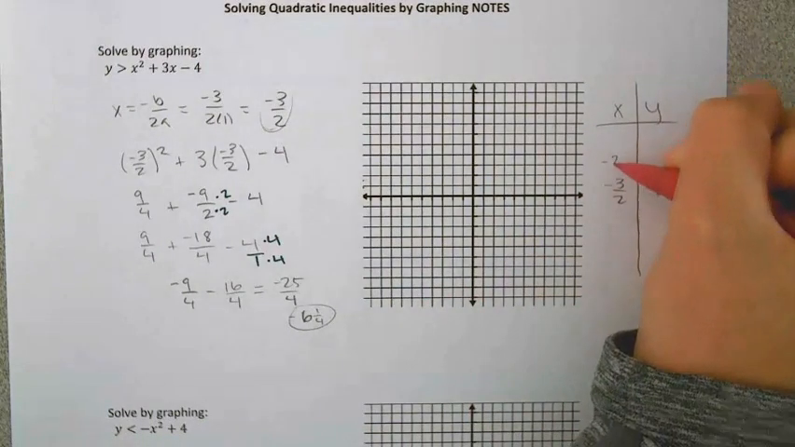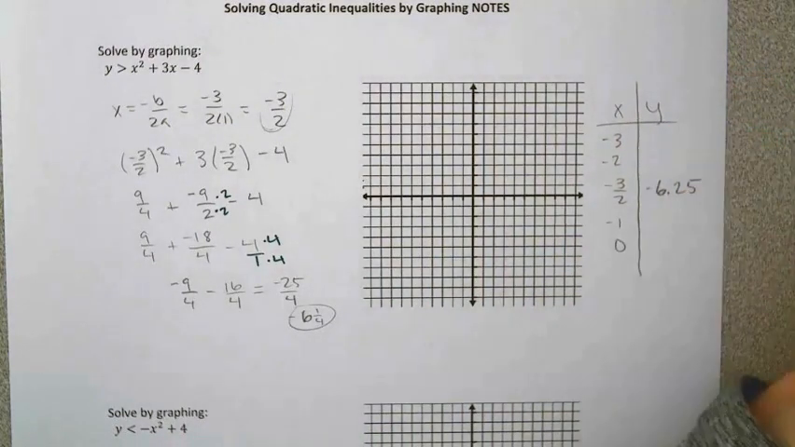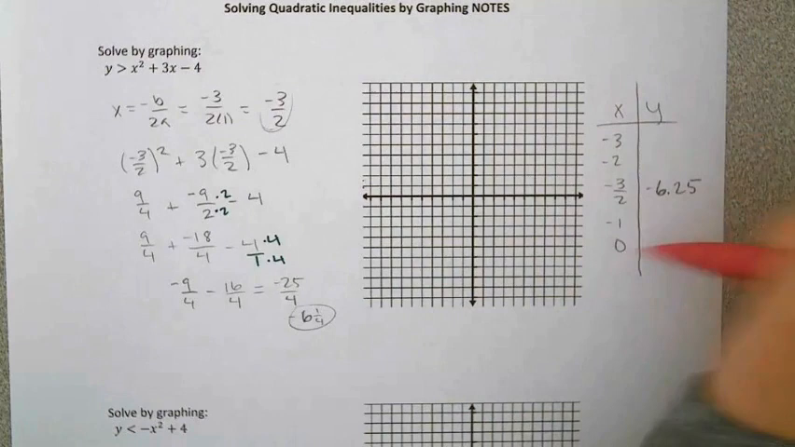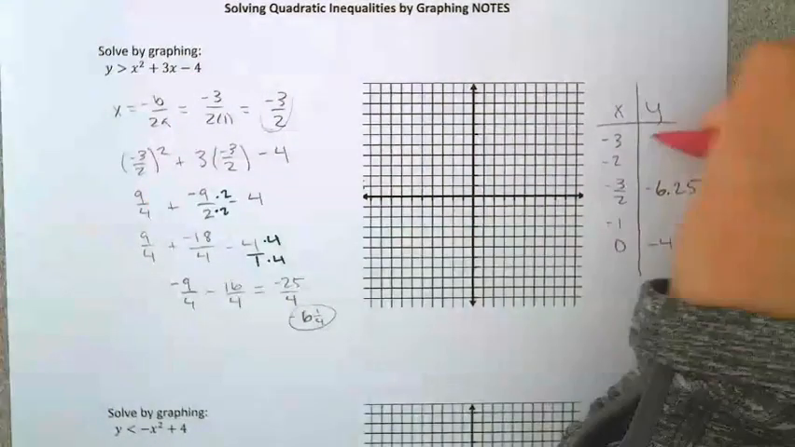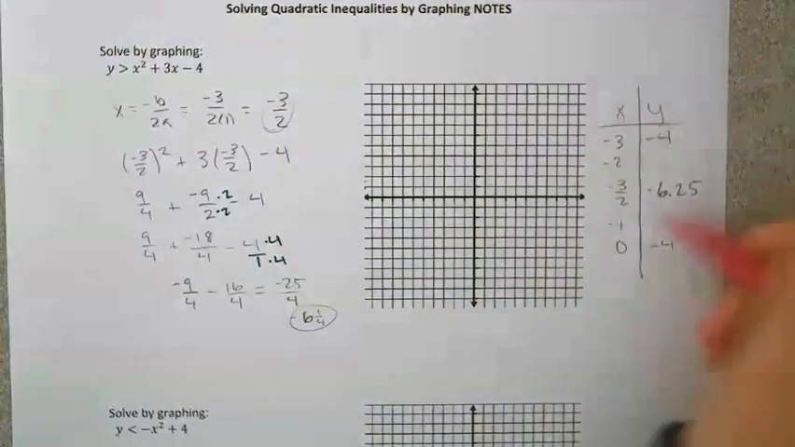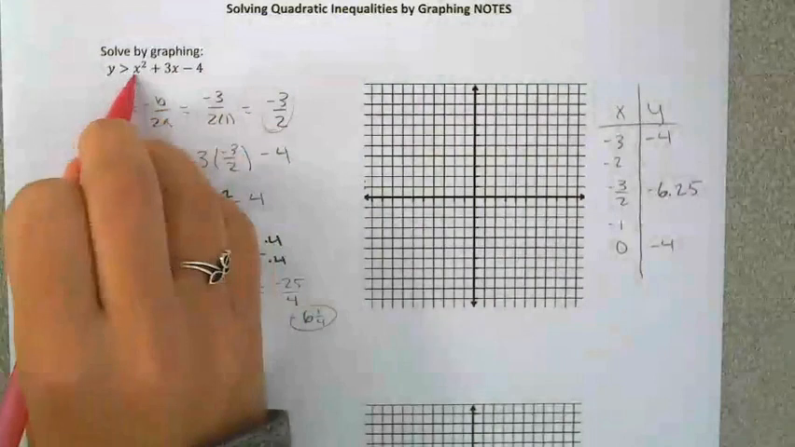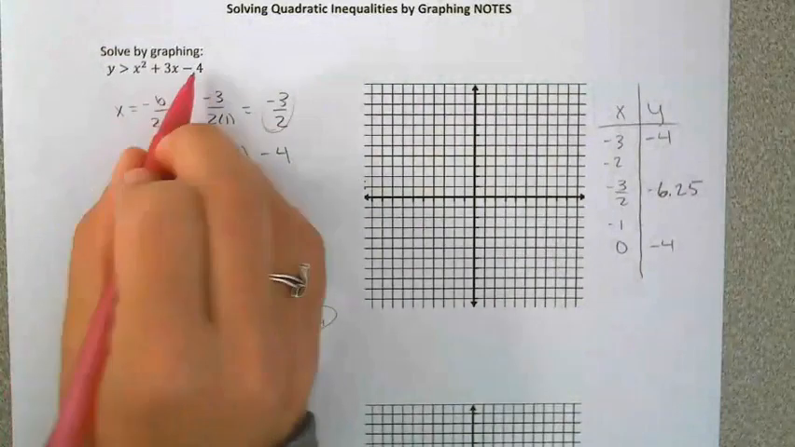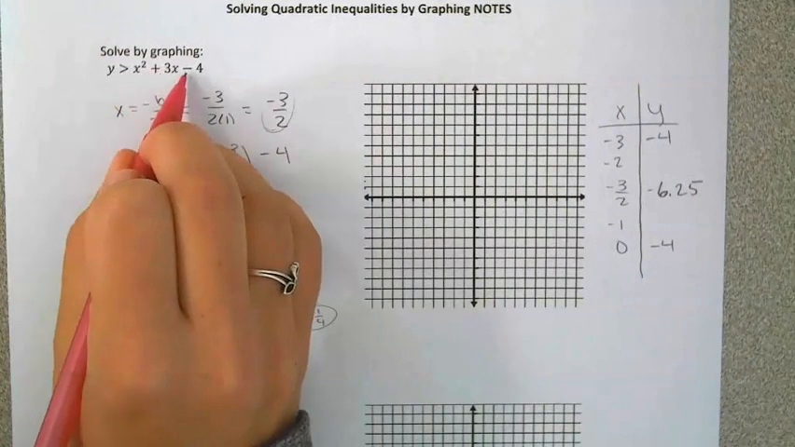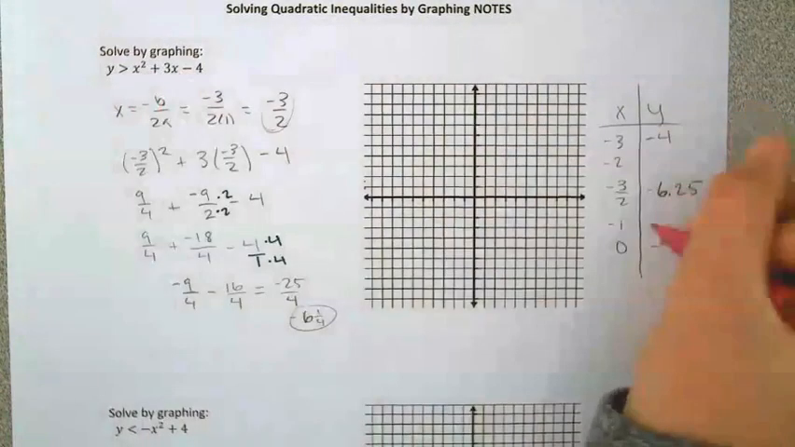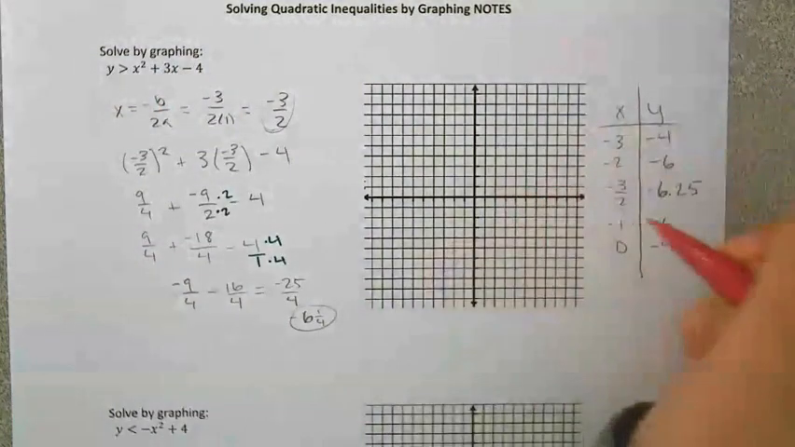So let's go to negative 3, negative 2, negative 1, 0. The cool thing about having 0 here is that's our y-intercept. So our y-intercept is always the c value. So that's negative 4, that's negative 4. I'm going to substitute in negative 1 to find what this value is. So that ends up being 1 minus 3 minus 4, which is going to give us a negative 6. And there's my points. So let's graph this.